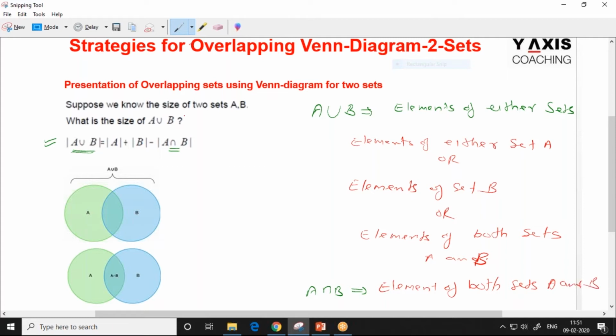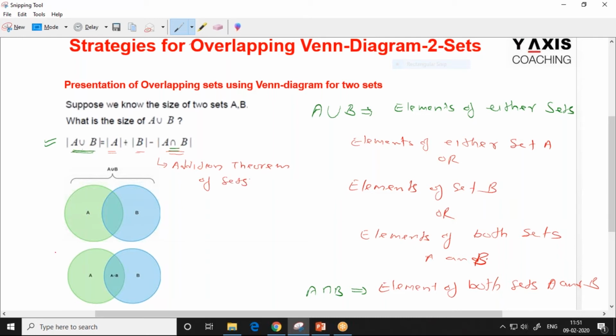So when I say A union B, first of all, you just make a note of this. A union B is equal to set A plus set B minus the set A intersection B. And this theorem is also known as the simplified OR rule, or we can say the addition theorem of sets. How we add the sets.